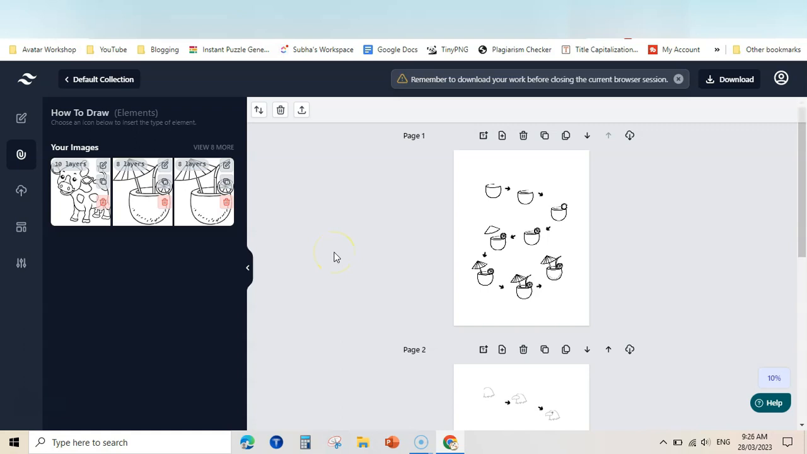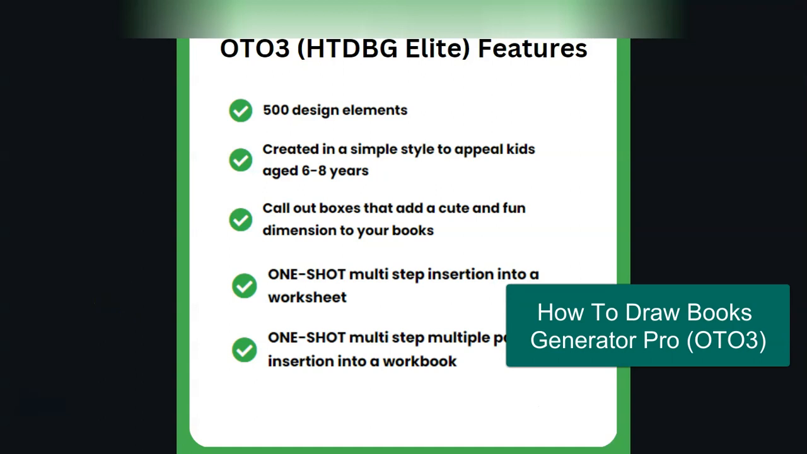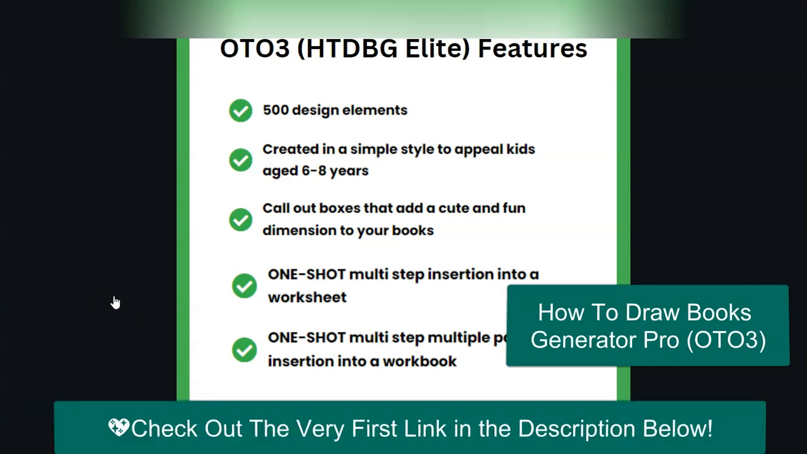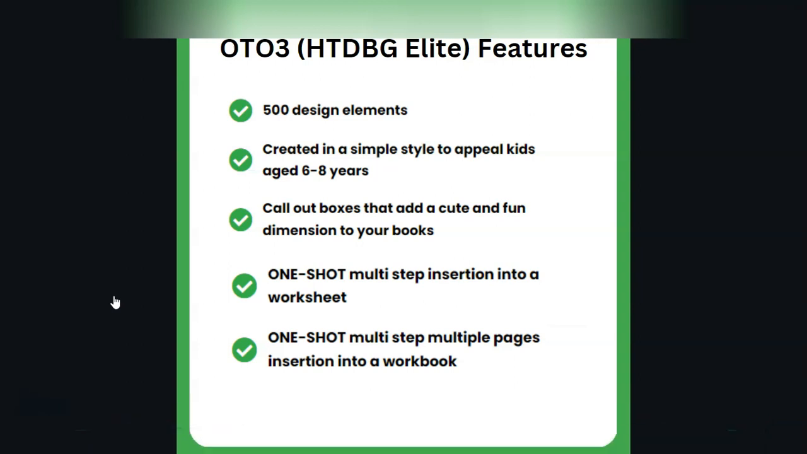Now let's talk about the final upgrade, that is Elite. With the OTO 3 or how to draw books generator Elite, 500 design elements are included. That are 500 SVGs files created in a simple style to appeal kids aged 6 to 8 years.